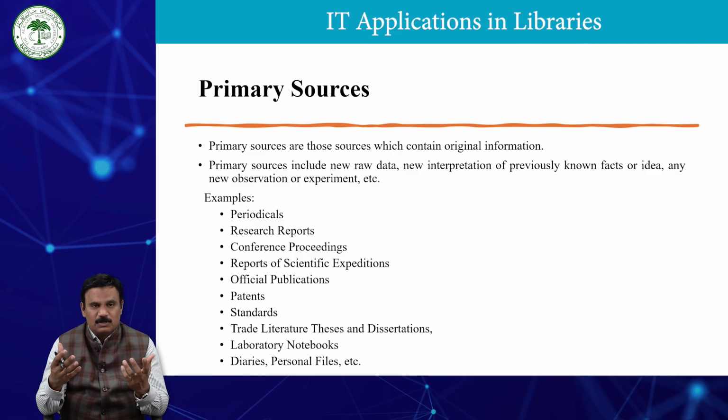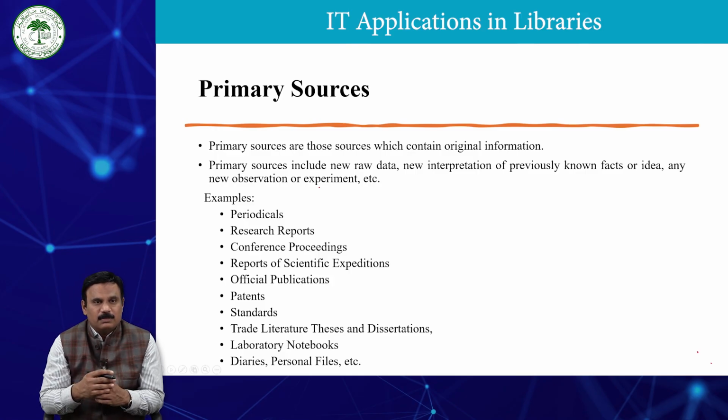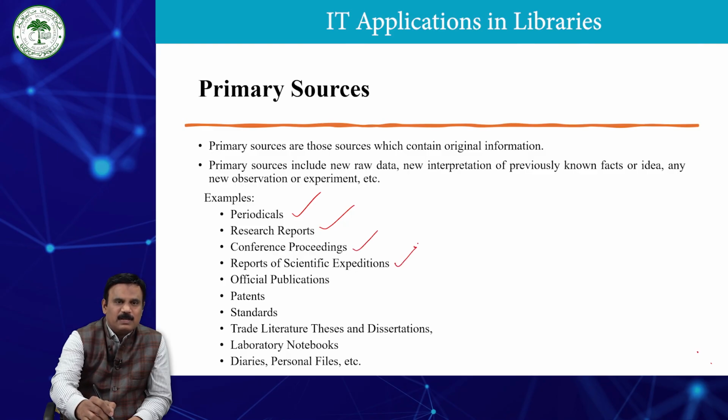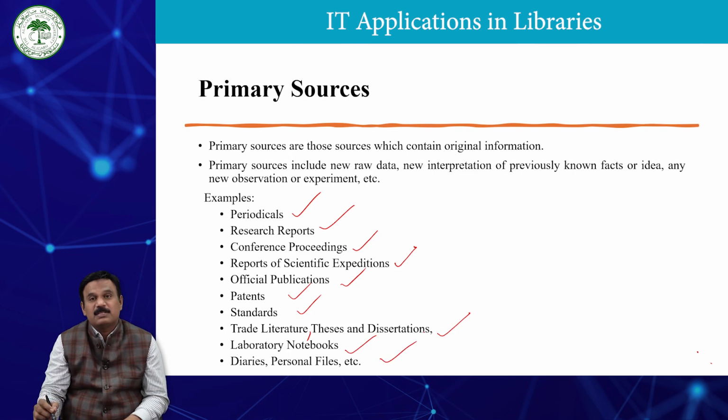Primary sources include new raw data, new interpretation of previously known facts or ideas, or any new observation or experiment, etc. Some of the important examples of primary sources are periodicals, research reports, conference proceedings, reports of scientific expeditions, official publications, patents, standards, trade literature, theses and dissertations, laboratory notebooks, diaries, personal files, etc. These are the important primary sources because they contain original information.